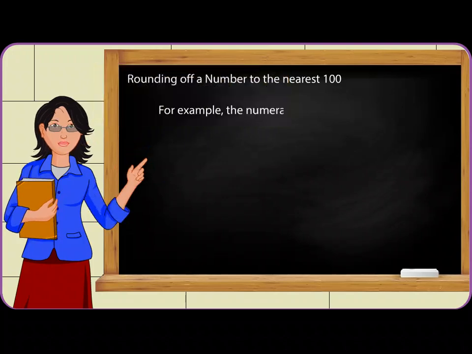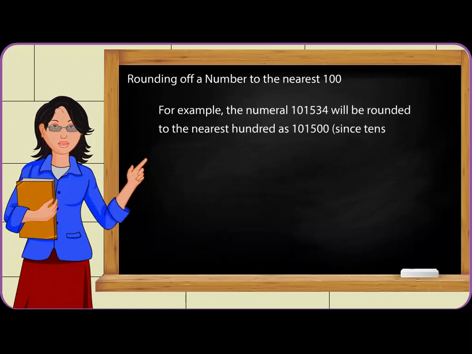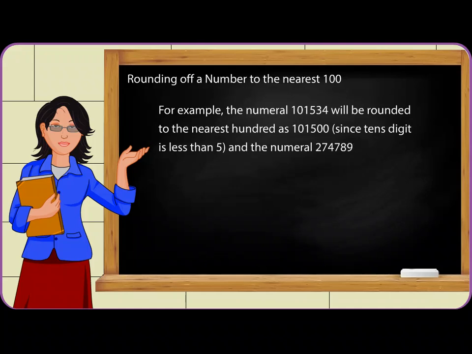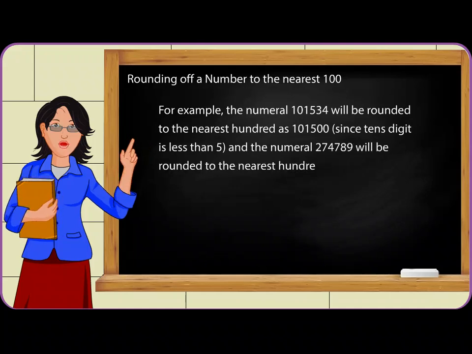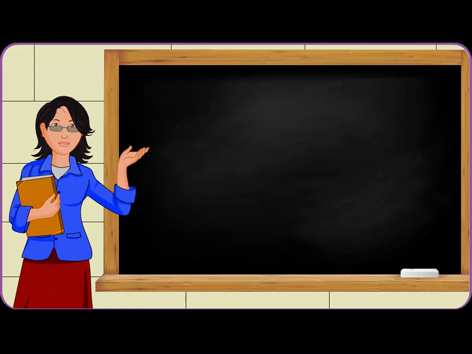For example, the numeral 1,01,534 will be rounded to the nearest 100 as 1,01,500, since tens digit is less than 5, and the numeral 2,74,789 will be rounded to the nearest 100 as 2,74,800, since the tens digit is greater than 5.